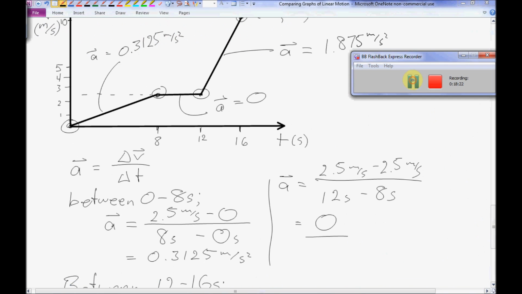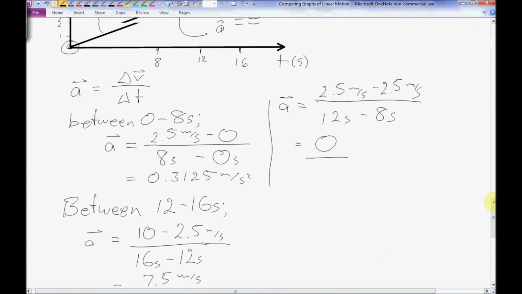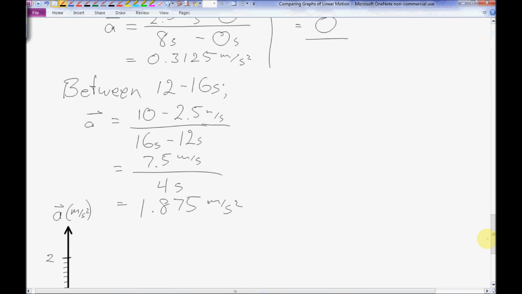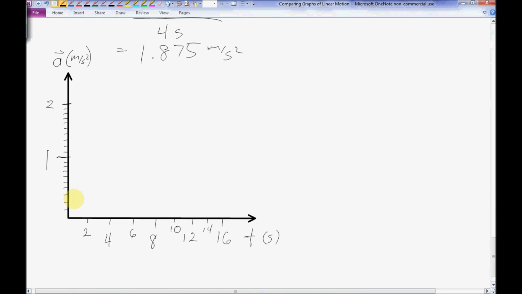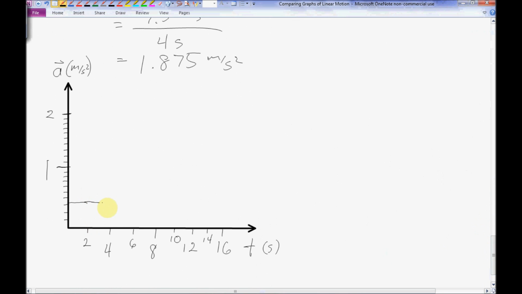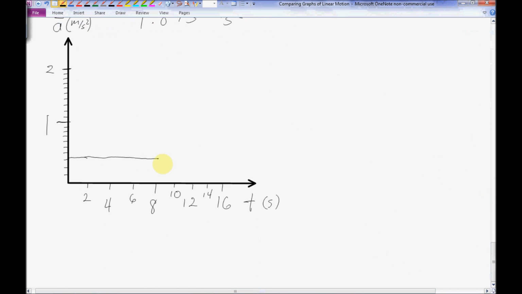So here it is. I've set up my Cartesian plane, and I'm going to prepare my acceleration time graph now using the information I've taken from my velocity time graph. For the first 8 seconds, the acceleration is 0.3125. So it's going to be a line somewhere around here, from 0 till 8 seconds. That's going to go all the way across at a constant acceleration until we get to 8 seconds. Then between 8 and 12 seconds, the acceleration is going to be 0. So it's going to follow along right until 12 seconds.